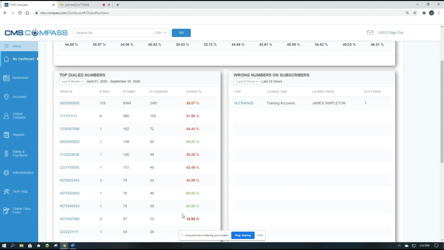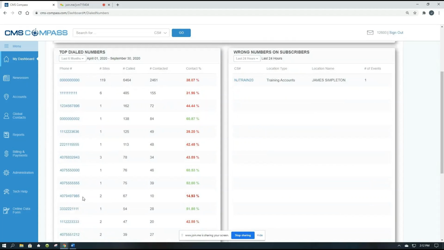And what you really want to do is dive after these numbers where you see a 15% answer rate. Call it 67 times. They only answered 10 times. 15%. Those are your targets to either get removed from the contact list or get changed to the SMS notifications.